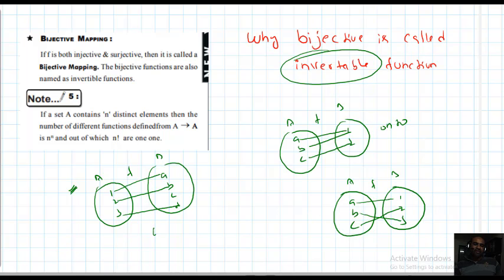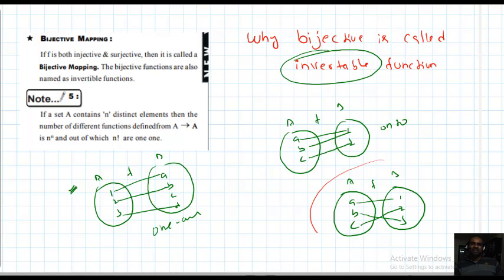What type of function? One-one. Its inverse need not be a function from A to B. Here the inverse is not a functional relation. Here it is only a relation, not a functional relation. Here the inverse is also only a relation. Only a relation, not a functional relation. Here what happened? F inverse from B to A is a functional relation.